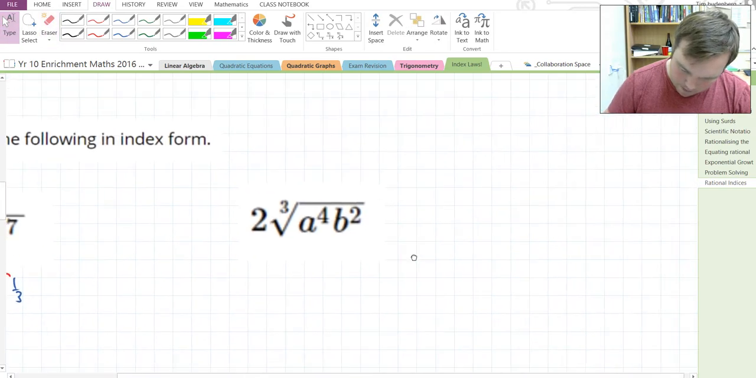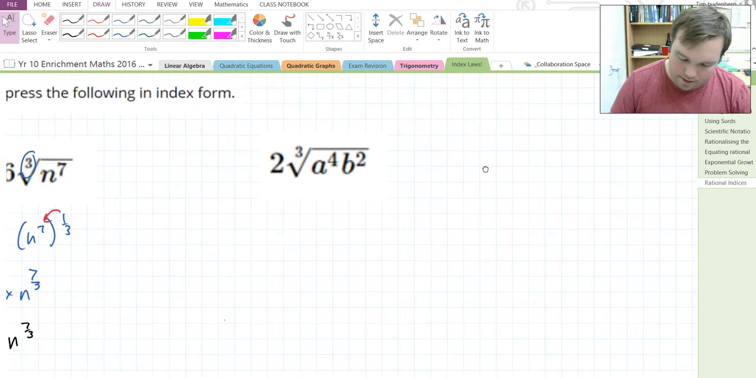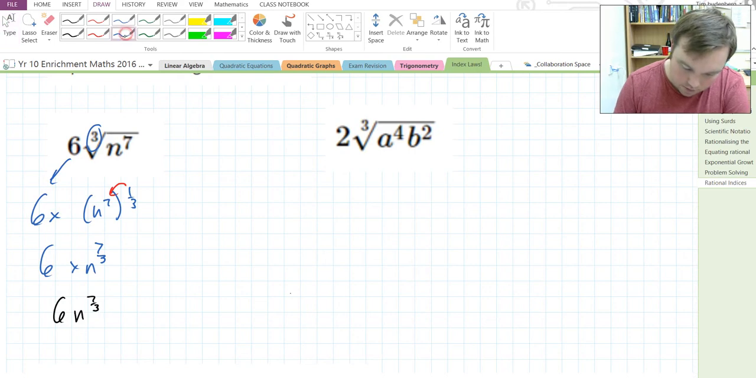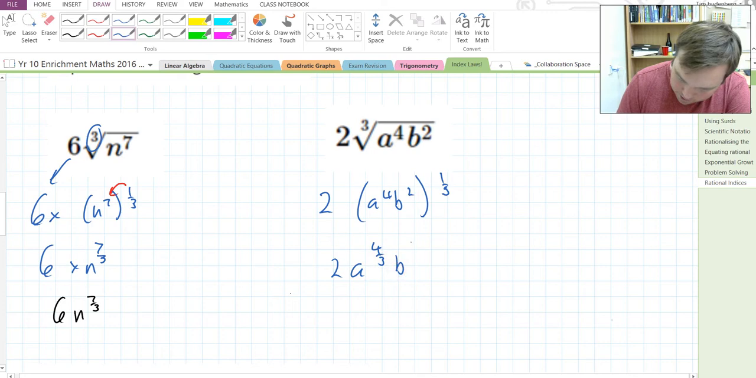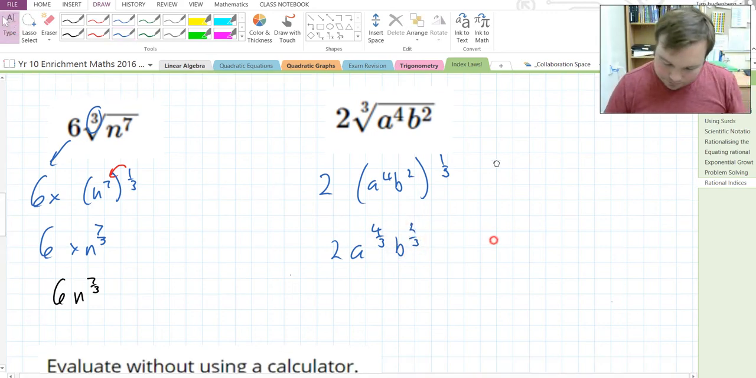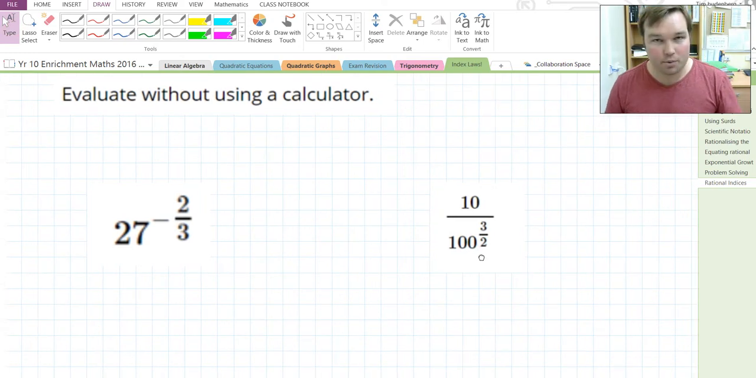Similarly, the 2, once again, there to confuse us. Leave it out the front. Remember the 3 is the third. A to the 4, b to the 2 to the third. 2, a to the 4 on 3, b to the 2 on 3. Just algebraic legwork. Alright, here comes a more interesting type of algebraic legwork.